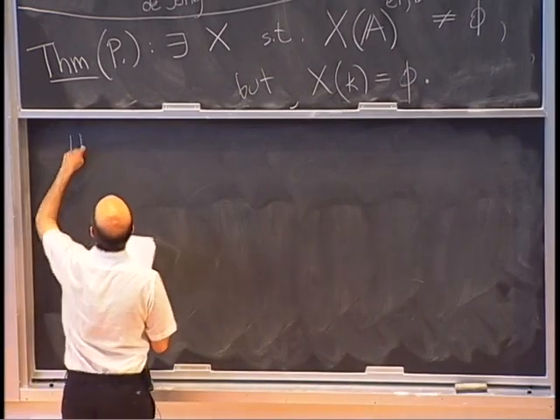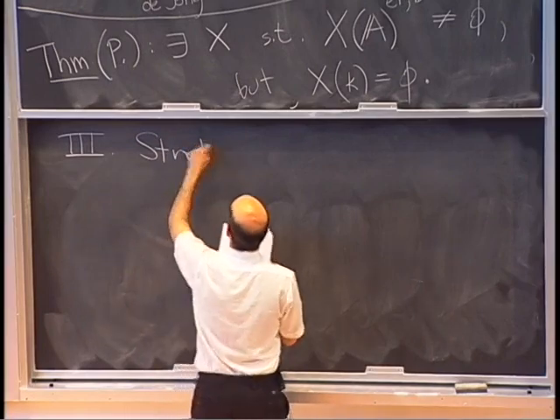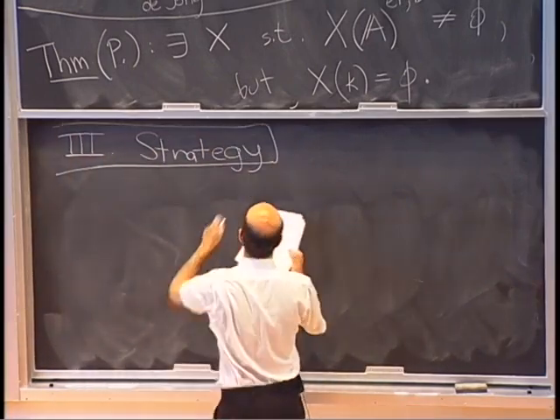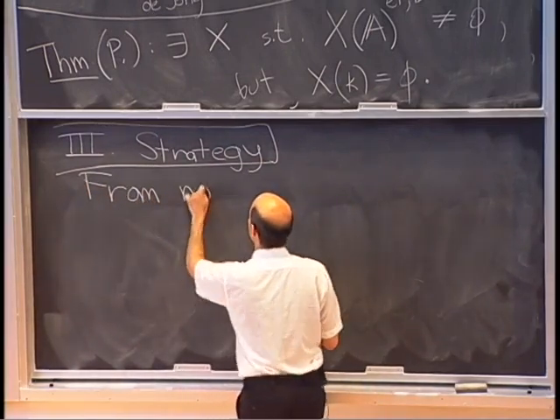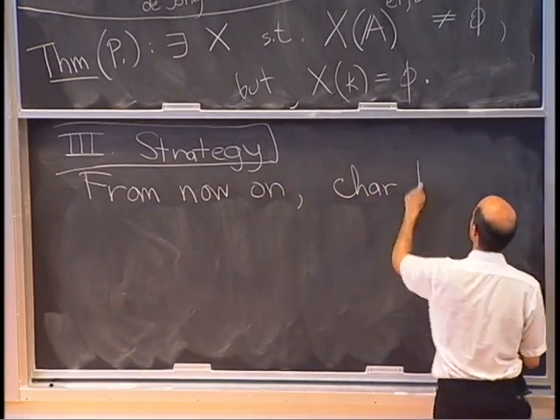So from now on, I'm going to assume, maybe I should say the example will be for a field of characteristic not 2. I mean, this is not essential. It just makes things nicer, easier. Okay, so from now on, I'm going to assume that the characteristic of K is not 2.